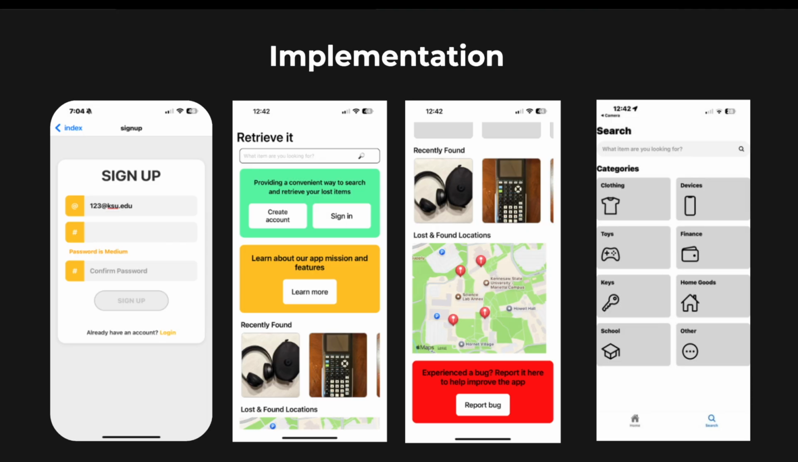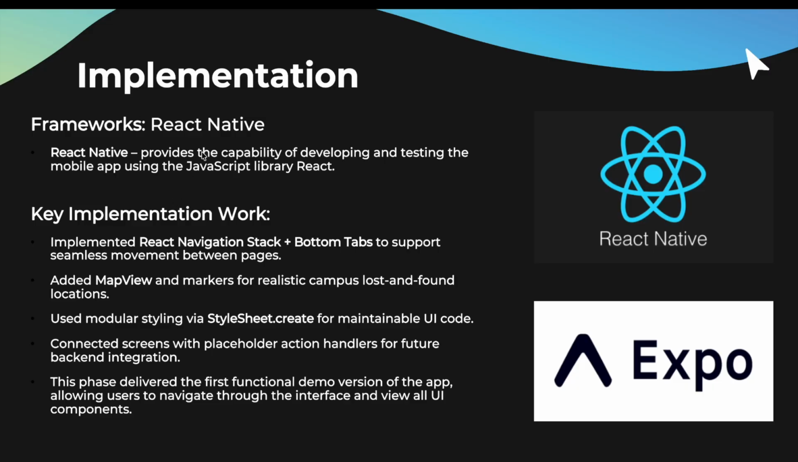Each component and screen was developed as an individual module to keep the code organized and scalable. All the core screens were developed using React Native and JavaScript. So, like I said, we use React Native, which provides the capability of developing and testing the mobile app using the JavaScript library React.